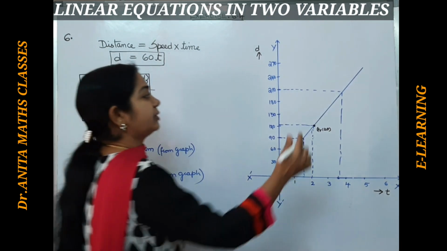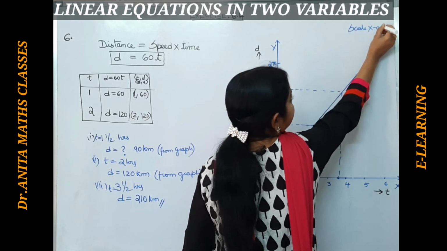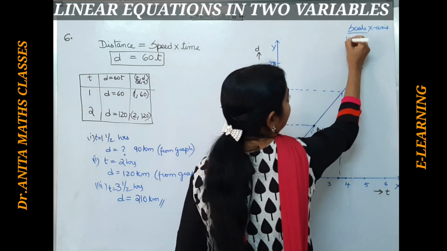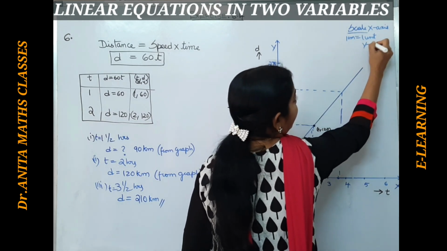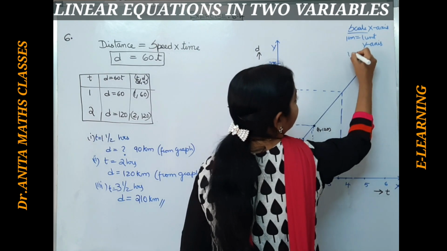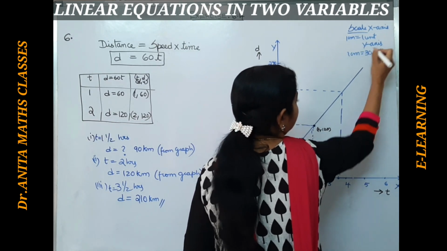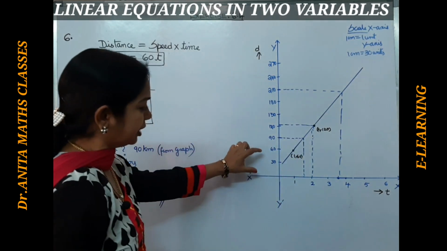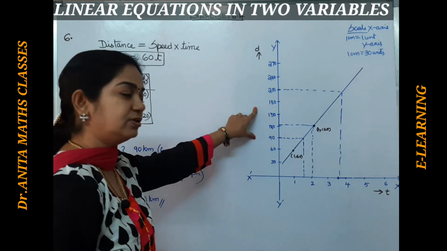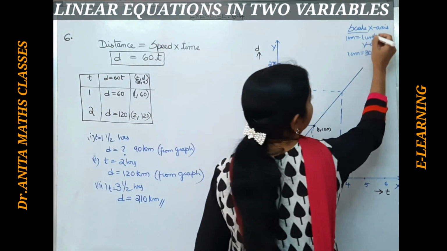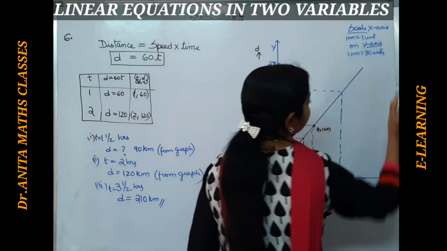Now do not forget to write the scale. Here I have taken on the x axis 1 centimeter as 1 unit, but on the y axis 1 centimeter as 30 units. There is no rule that you should take 30 only. You can also take 10, 20, 30, 40. So 1 centimeter as 10 units also you can take. You will get the same graph. So on the y axis, 1 centimeter is 30 units.